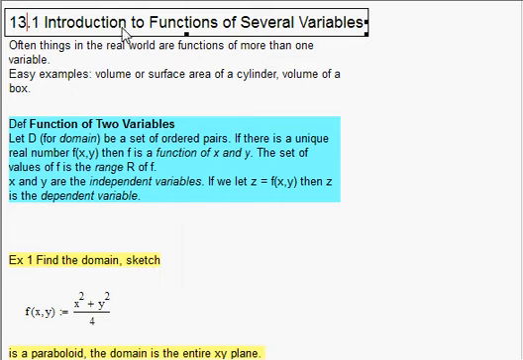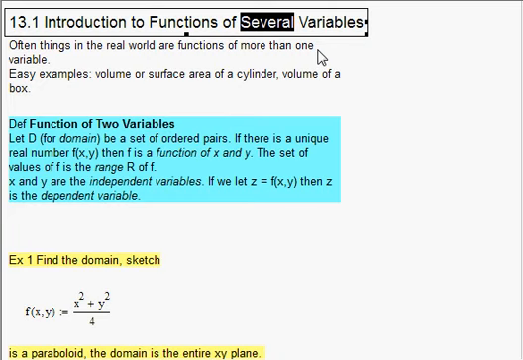Chapter 13, Section 1, Introduction to Functions of Several, that's more than one variable. So a lot of times things in the real world are functions of more than one variable. Easy examples: volume or surface area of a cylinder, right? Volume of the cylinder is pi times the radius squared times its height. So we got radius and height as variables.